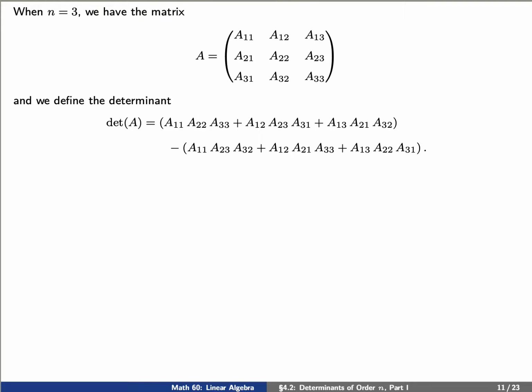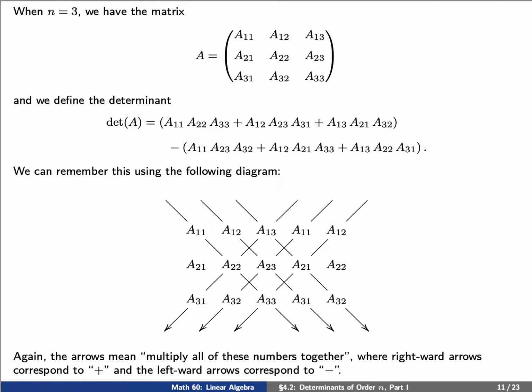When n is equal to 3, we have the following matrix, and we can define the determinant as either the sum or the difference of 6 terms. Recall that we mentioned that we can also write this determinant by using the diagram as you see.